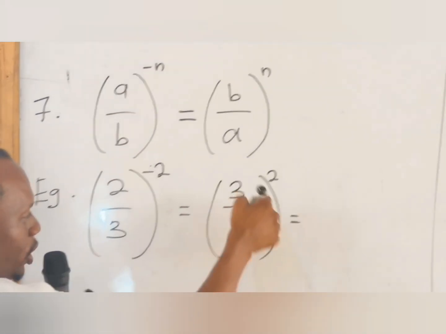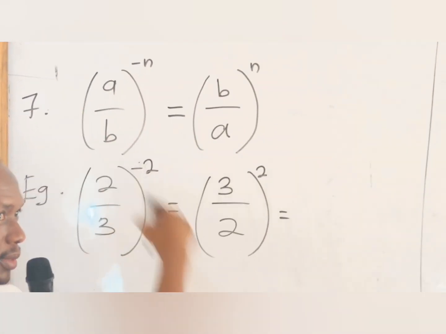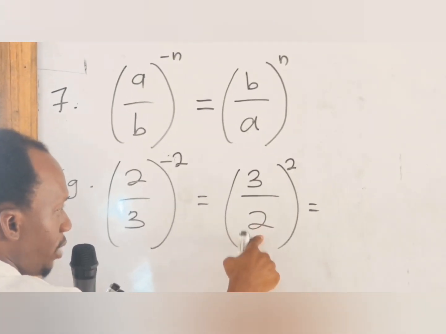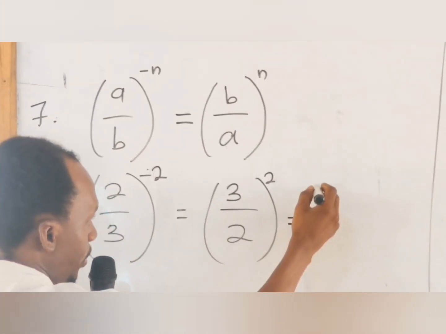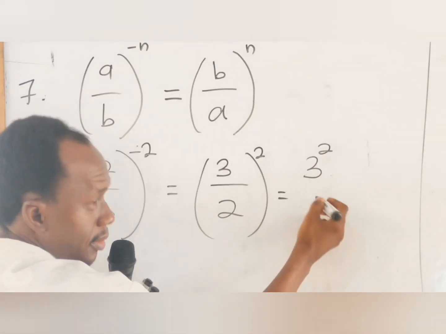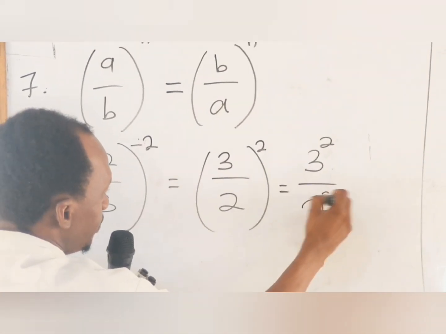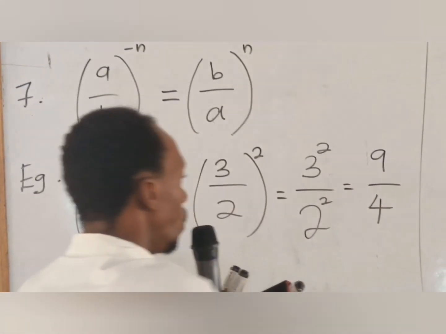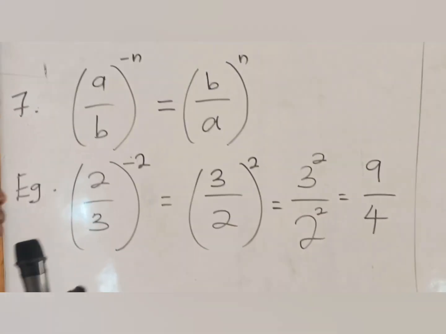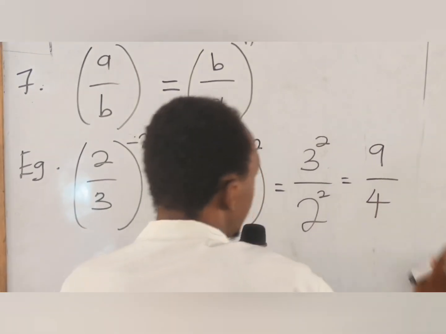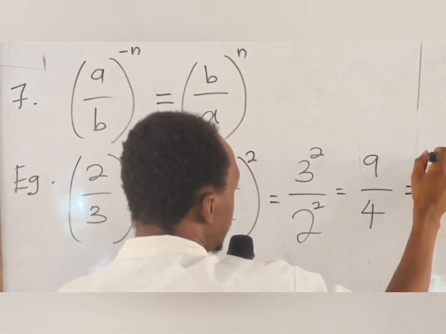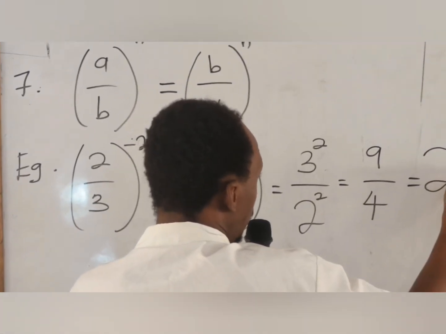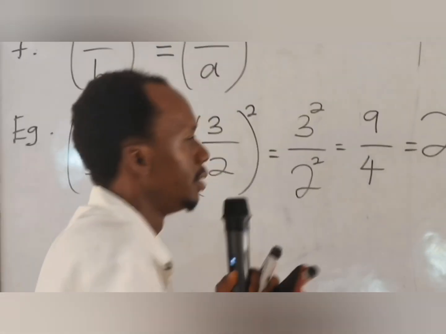Then come here. You remember one of the properties that says that when something is divided by something to a certain power, you can separate them. Is that not it? So what do you get? 9 over 4 is the same as what? Is it 2 whole number or 1 whole number?